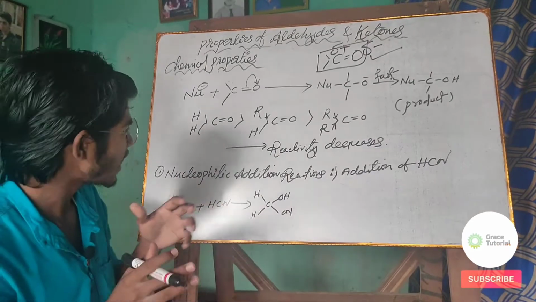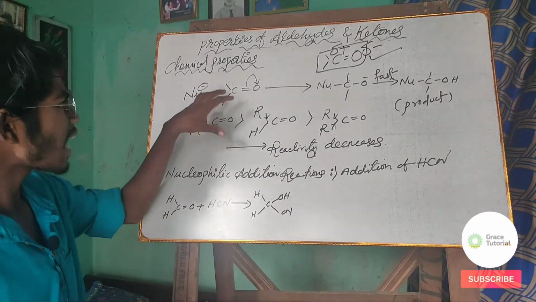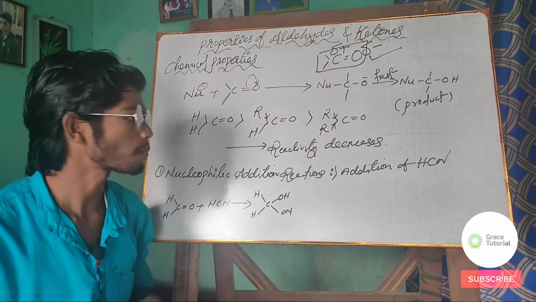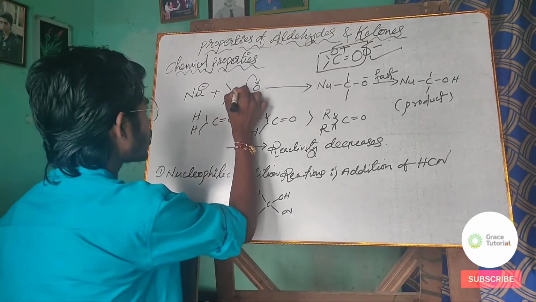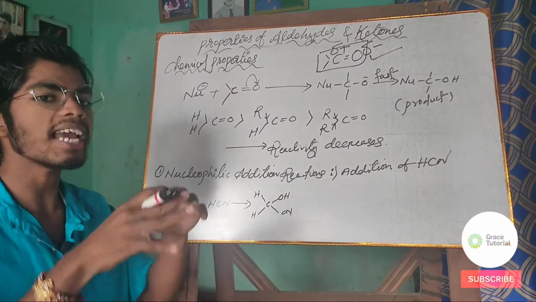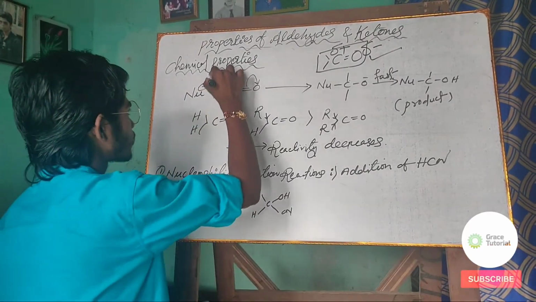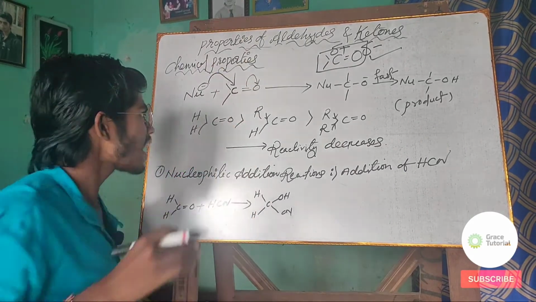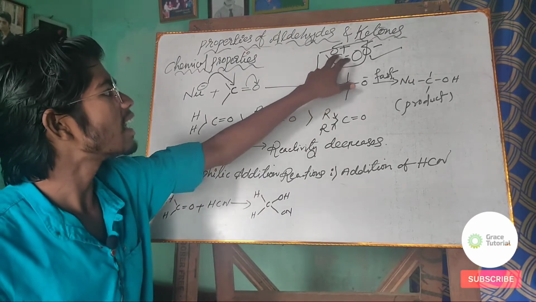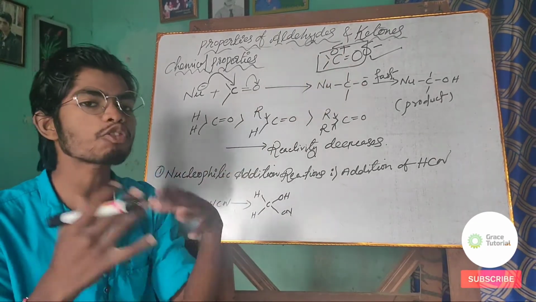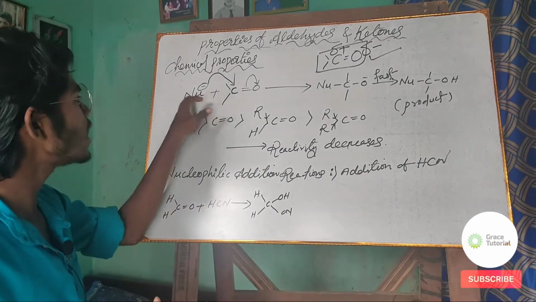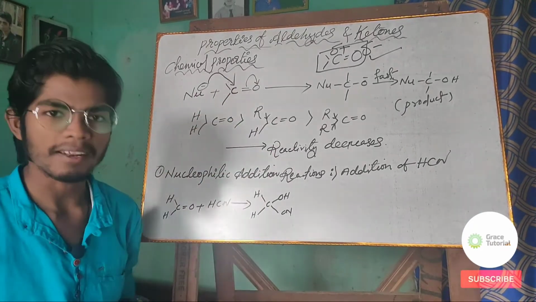And due to this polar nature, the carbonyl has two active centers. One is the carbon atom of the carbonyl group, which will be attacked easily by a nucleophile, because the carbon atom is an electrophile. It is partially positively charged, that's why it can be easily attacked by the nucleophile.